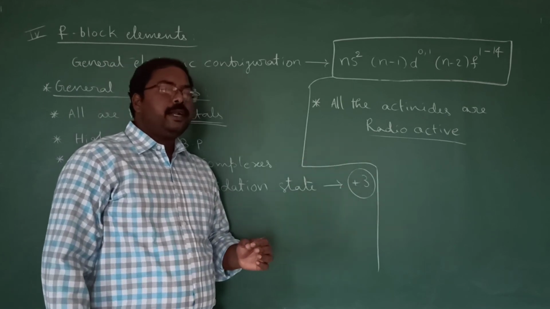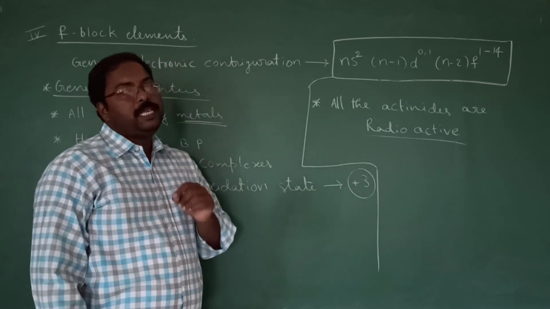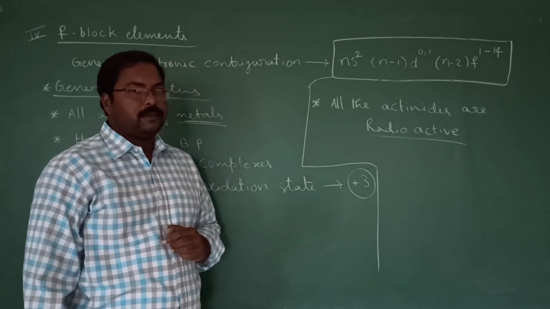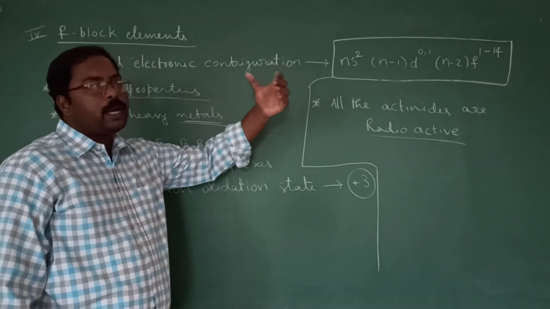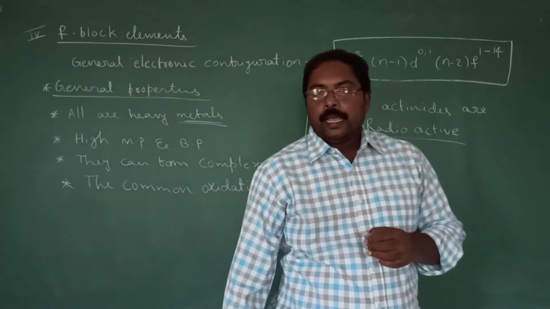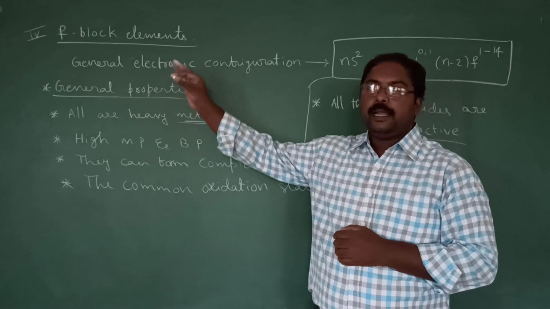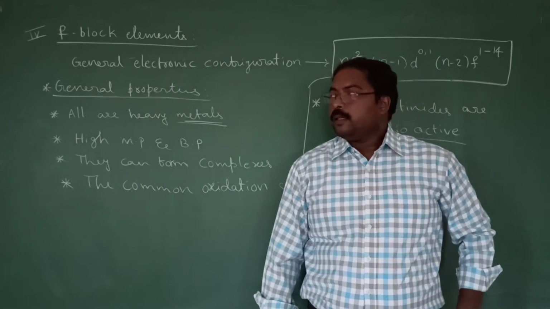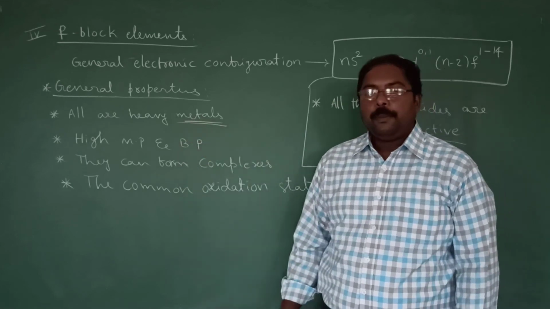Coming to lanthanoids, there is only one element, promethium, which is radioactive. Everything about the F block elements we will discuss later. Right. So this is about the classification of elements into s, p, d, f blocks. Note down all these.